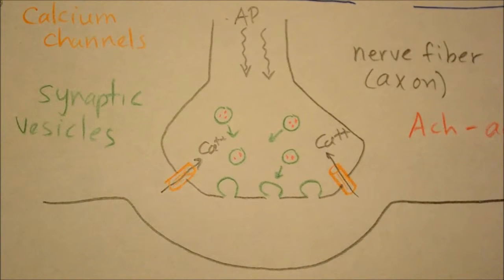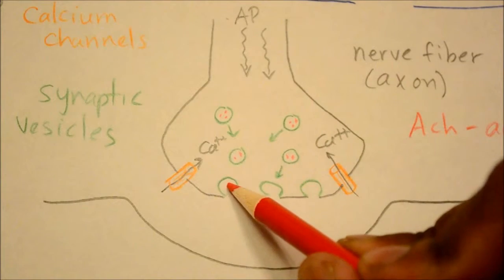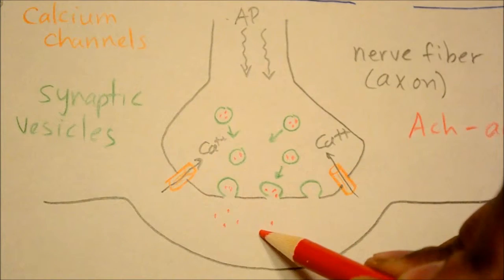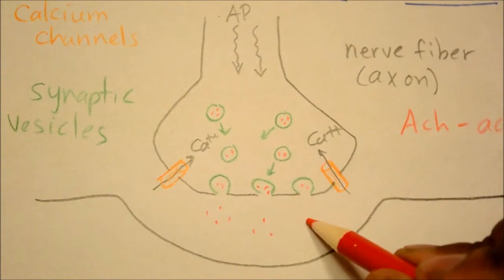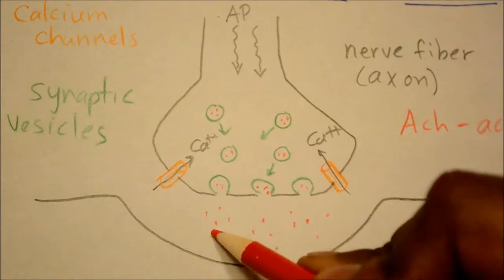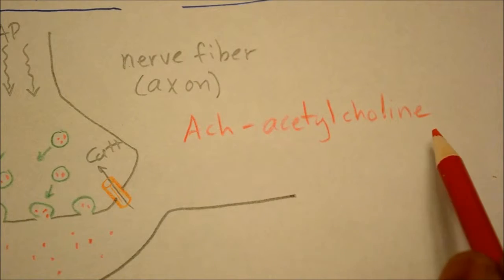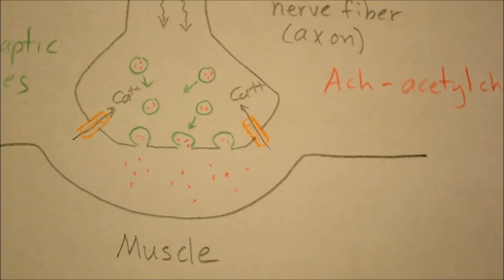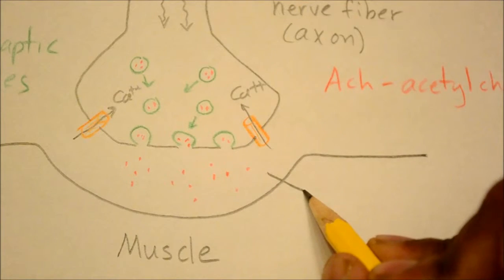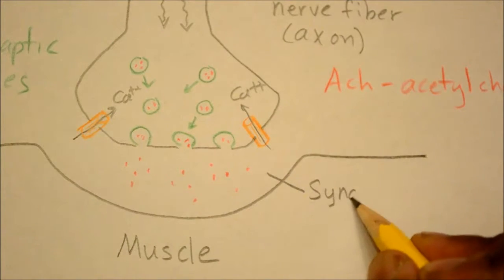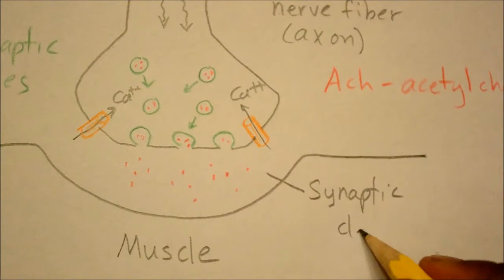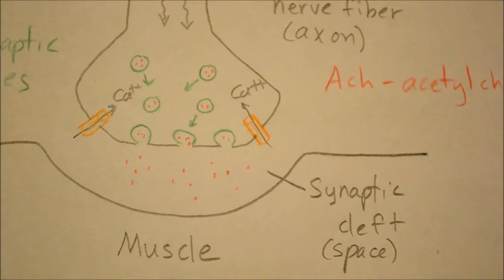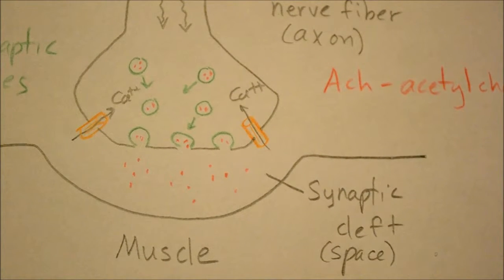And then they open up into that space between the axon and the muscle, and they release their contents. And remember, their contents, that red stuff, is acetylcholine, a neurotransmitter. They release their contents into the space between the nerve and the muscle. That space is known as the synaptic cleft, or synaptic space. So on the top there you have the nerve, then you have the synaptic cleft, and below you have the muscle. This is the neuromuscular junction.